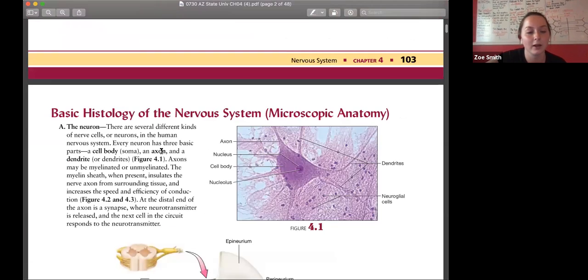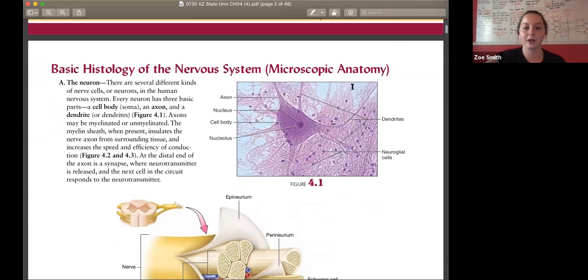So I'm just going to go to the next page right here. So right here, you can see the neuron. Every neuron has three basic parts. It has a soma or cell body, an axon, and a dendrite or dendrites. Right here in this photo, you can see that large portion is the cell body or soma. You can see a few of the dendrites, and then that portion right there is the axon.